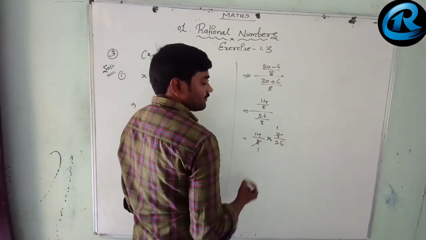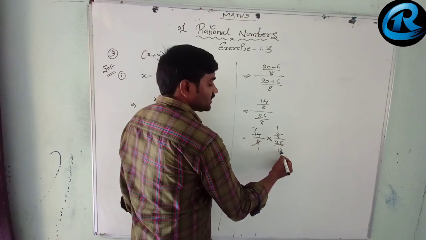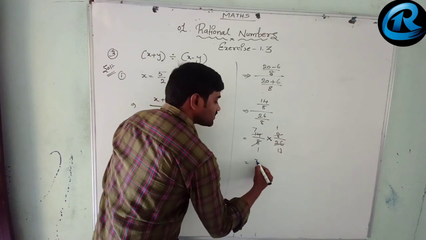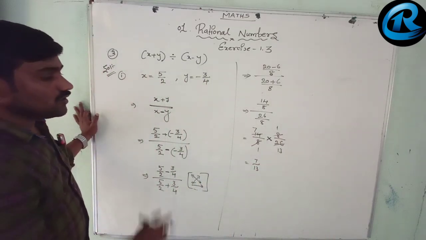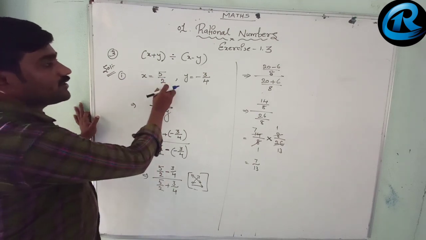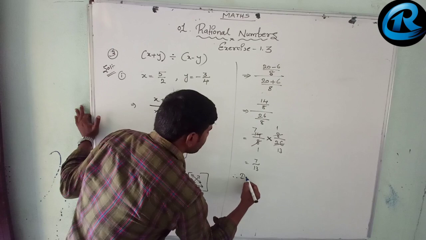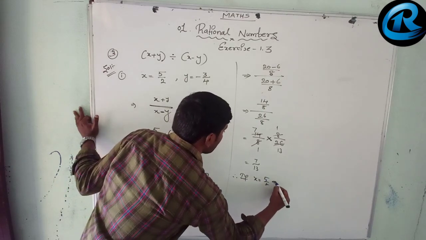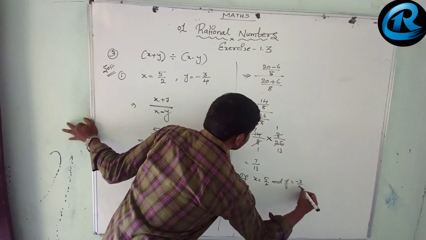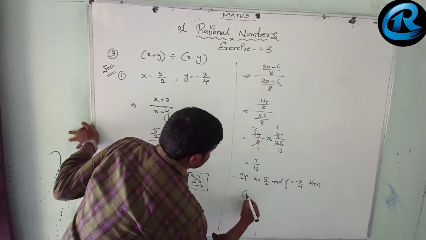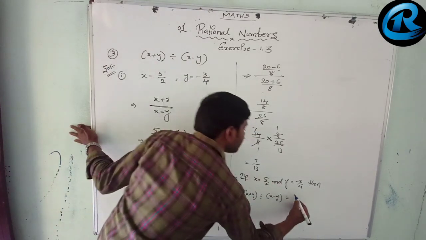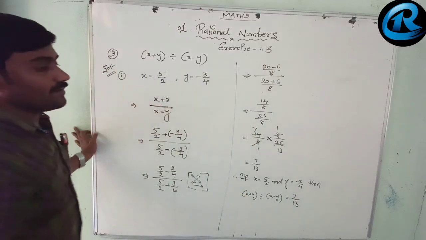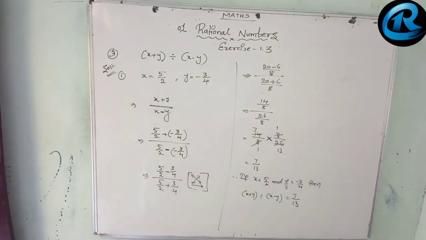8 1s are 8, 8 1s are 8, they get cancelled. 2 7s are 14, 2 13s are 26. The answer becomes 7 by 13. So the first one answer is that if x equal to 5 by 2 and y equal to minus 3 by 4, then x plus y divided by x minus y will be equal to 7 by 13. Very easy answer once you see it. Is it clear? Then we go for the second one.